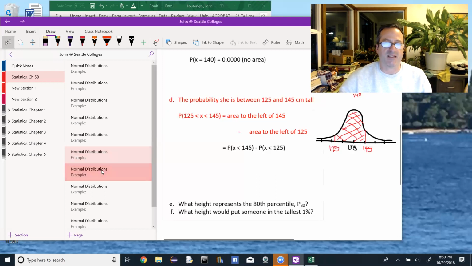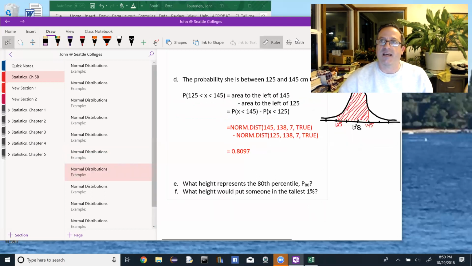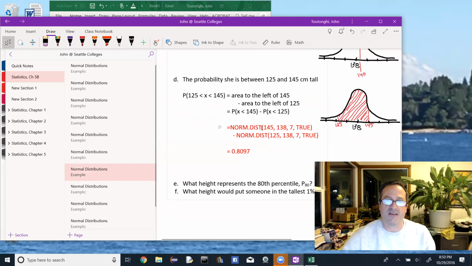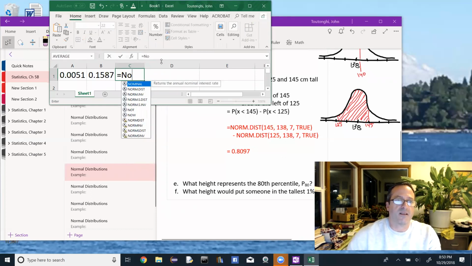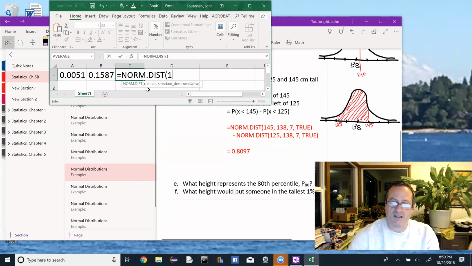We don't really need that step because we can go right to Excel and say, okay, so the probability that it's less than 145, that's a normal distribution. The x value is 145, the mean is 138, the standard deviation is 7, cumulative value is true, and then minusing off the normal distribution, 125 being the x value, 138, standard deviation 7, cumulative value is true. I'm just going to do that over here again in Excel. What I might do in this case is type the first one in, 145, 138, 7, and true. And usually I click on this true because it gets me in all caps there.